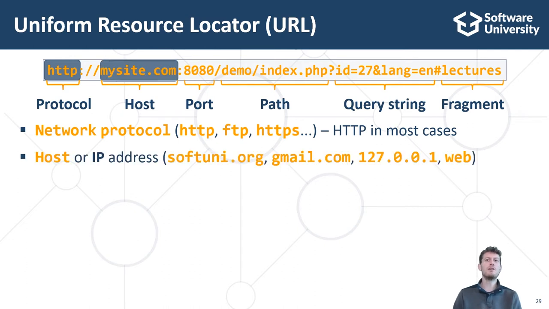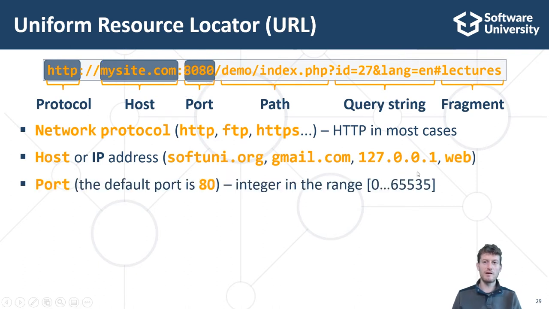The next part of the URL is the host. Some examples are softuni.org, mail.google.com, static.xx.fbcdn.net, a subdomain, 127.0.0.1, an IP address, web, a hostname in the local network, and ::1, an IPv6 address. The host is the server name or IP address which runs the server software used to access the specified resource, typically the web server. The host together with the port define the endpoint for establishing the connection with the web server.